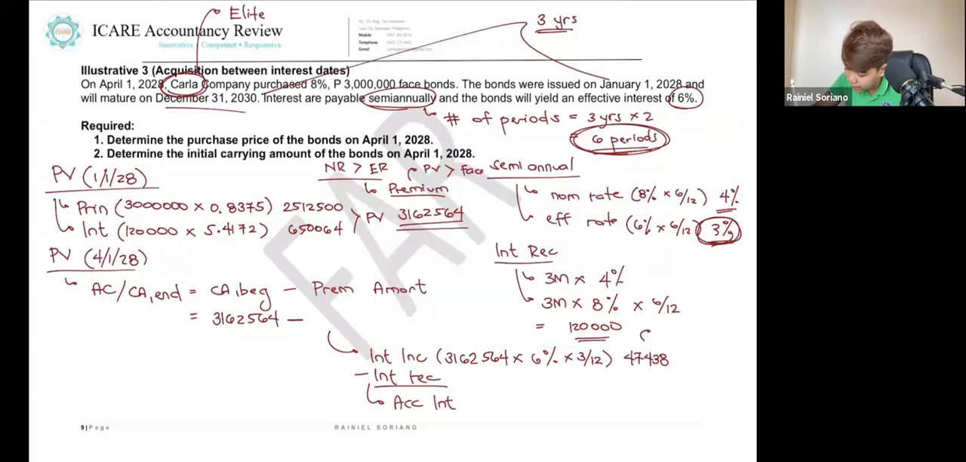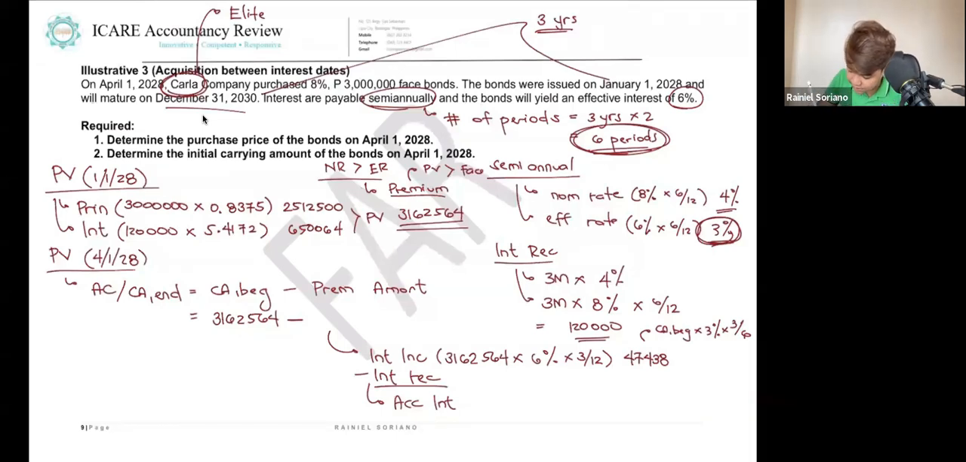Okay? Pareho lang din to. If you will multiply the carrying amount at the beginning sa effective rate or sa 3% rather, again sa 3%. But this time, kailangan mo itong i-multiply ng 3 over 6 kasi yung 3% is good for 6 months. So 3 months lang ang lumipas, so 3 over 6. Okay? Dito kasi 6% is good for 1 year. So if 6% ang gagamitin, 3 over 12 pa.